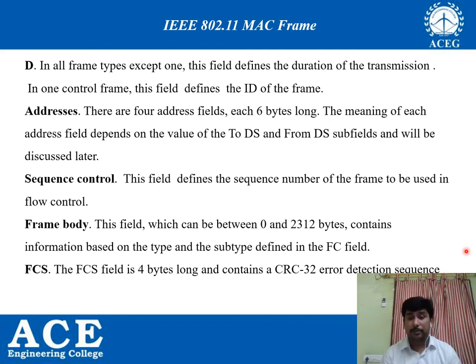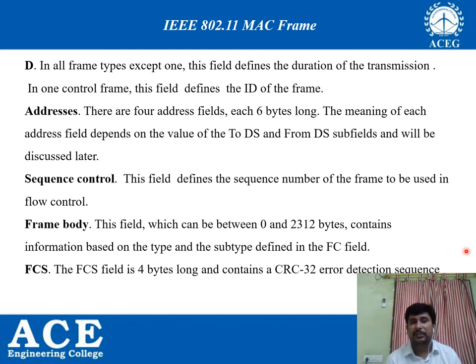This is one of the very important questions. Make sure everyone remembers the MAC frame format. So what does it contain? Frame control, which includes the type of frame and also some control information. Next we have D, which indicates the duration of transmission, but in case of control frames it indicates the destination ID. Then four different types of addresses, each of 6 bytes, which depend on the value of To DS and From DS of the frame control subfield.